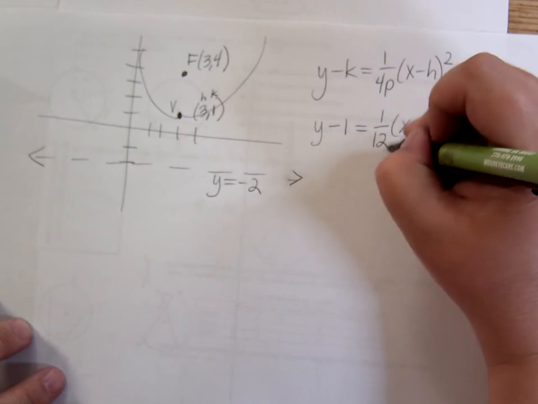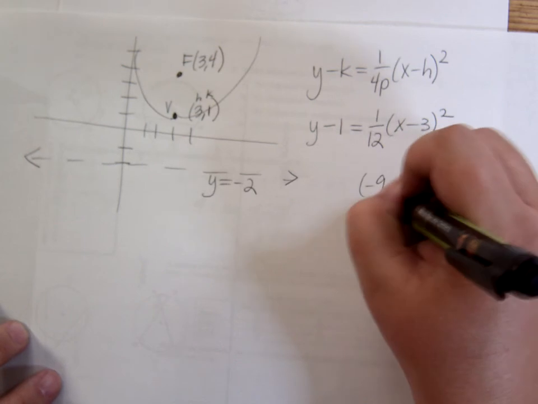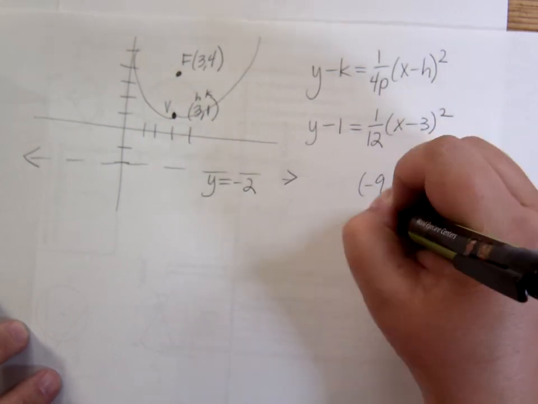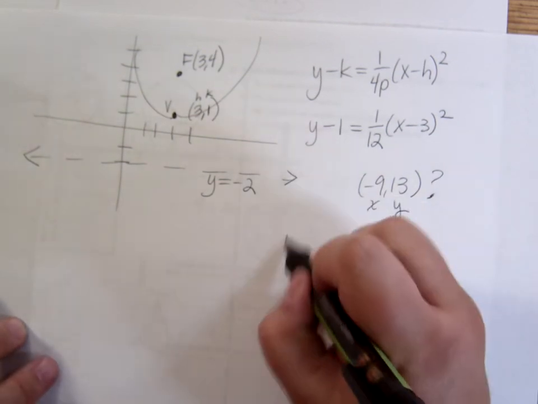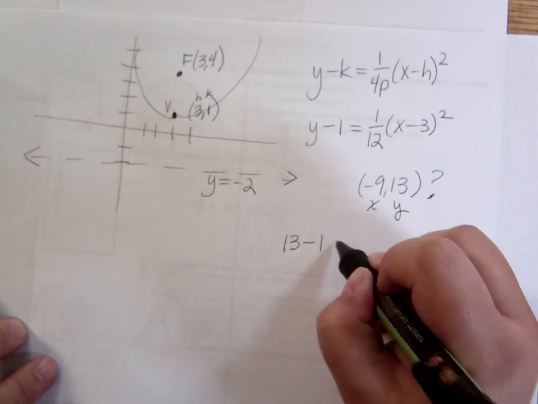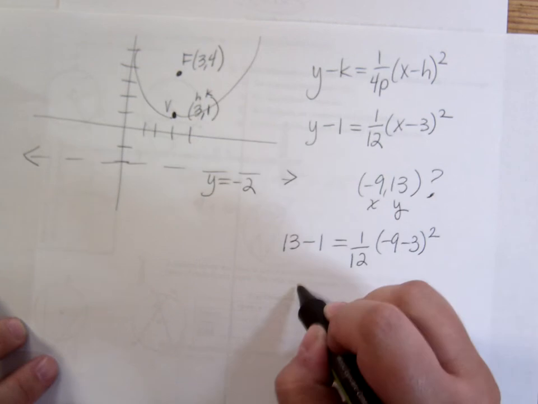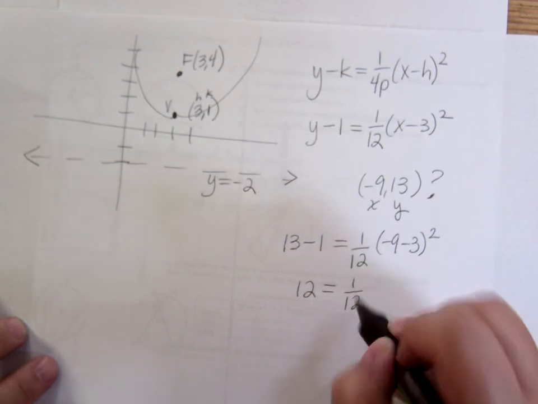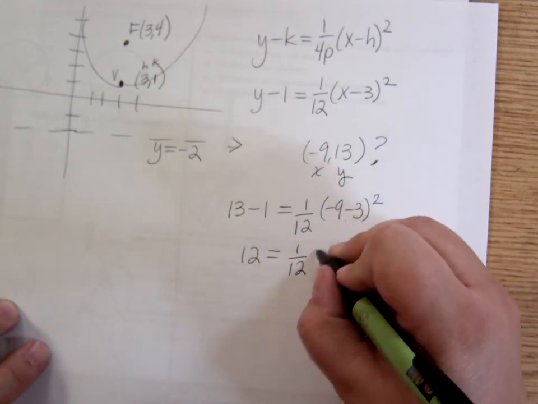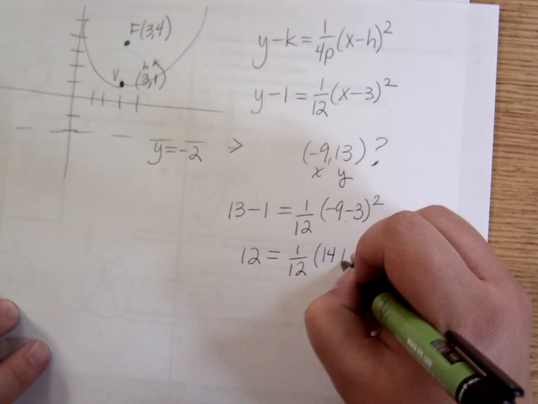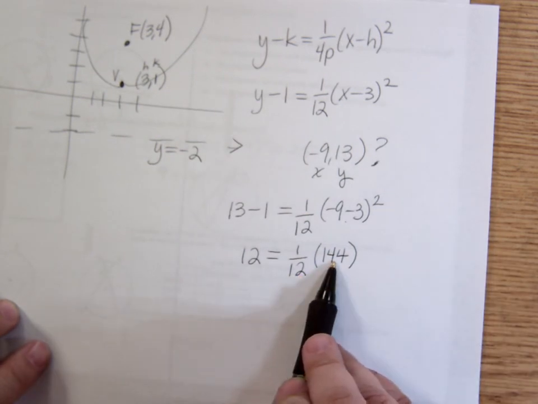So here's my equation. Now if I want to know if the point -9, 13 lies on it, I'm going to plug in -9 for x and 13 for y and see if it works. 13 minus 1 equals 1 over 12, -9 minus 3 squared. -9 minus 3 is -12. When you square -12, you get 144. Well, 1 over 12 times 144 is the same as dividing by 12, so yes. So that's a yes.